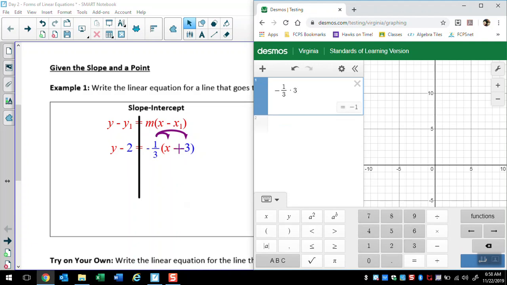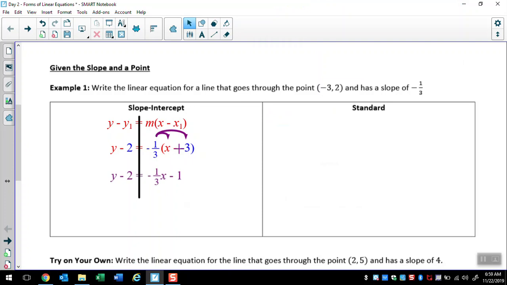All right, so now I can go ahead and bring everything down. Brought my y down, my -2 down, the -1/3 x, and then the -1. Now the last thing I have to do is just bring this -2 over here. Since it's a constant, when I go to add it, I have to add it to the constant term over here, which is the 1. So I'll add 2 to both sides.